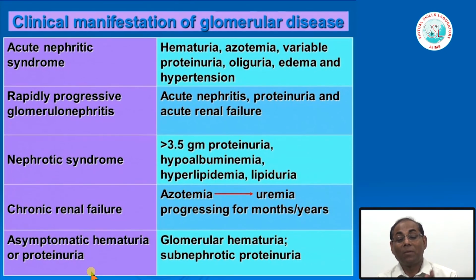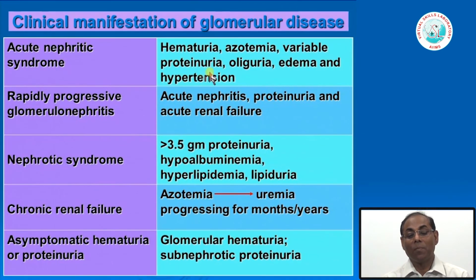what structural and immunological abnormality is happening. Otherwise, it is very difficult to diagnose these cases. So, the cases can present as acute nephritic syndrome, rapidly progressive glomerulonephritis, nephrotic syndrome, chronic renal failure, or asymptomatic hematuria and proteinuria. So, these are the 5 syndromes with which all the renal diseases will present.